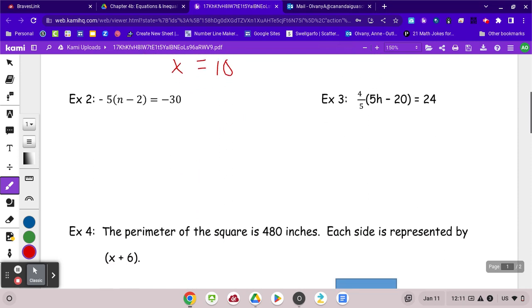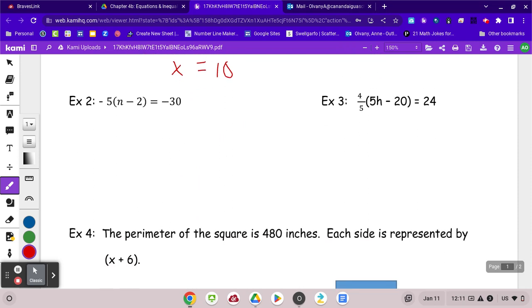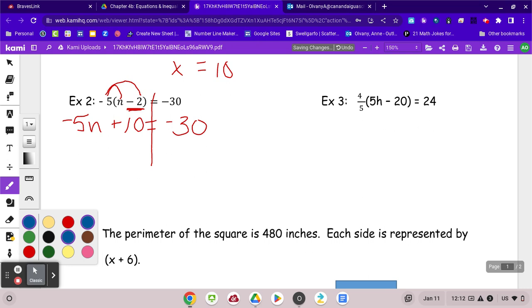Number 2, example 2. This time we have a negative on the outside. It's okay. I have an equal sign with a variable, so I'm going to split. And I see that I have a number right next to a parenthesis, so I will distribute. Negative 5 times n is negative 5n. And be careful here, I have a negative 5 times a negative 2, which is a positive 10. I'm going to put my variable in a box and take the inverse of what's outside of the box. So this is old stuff.